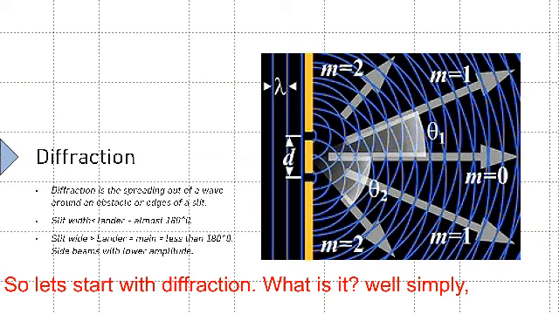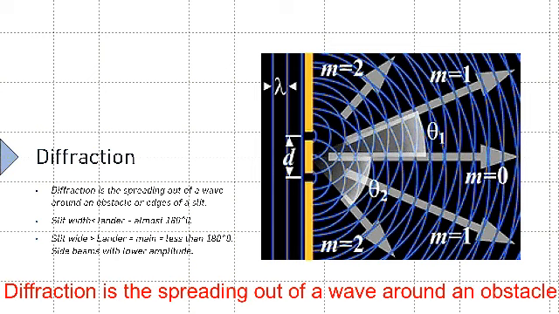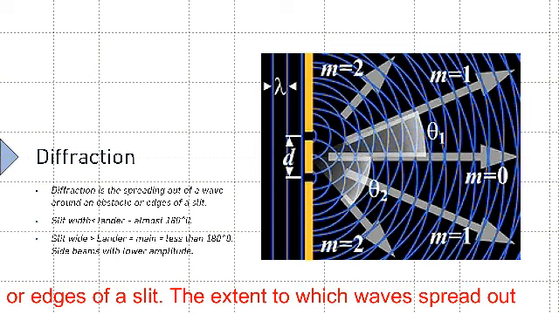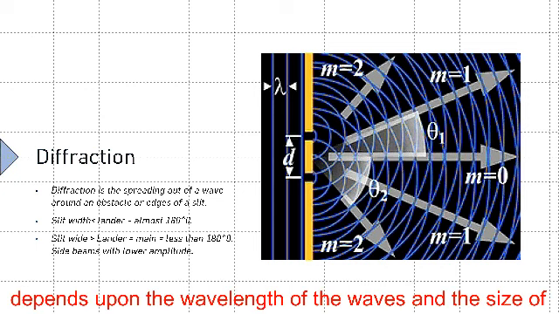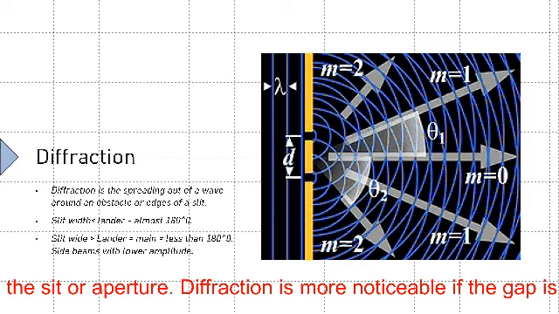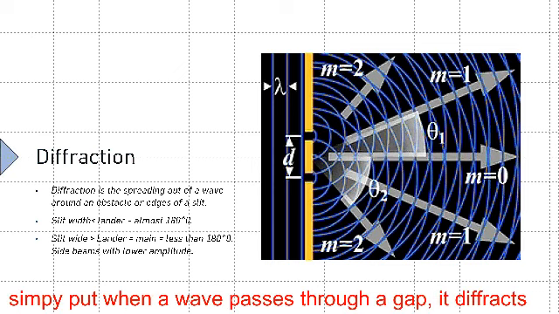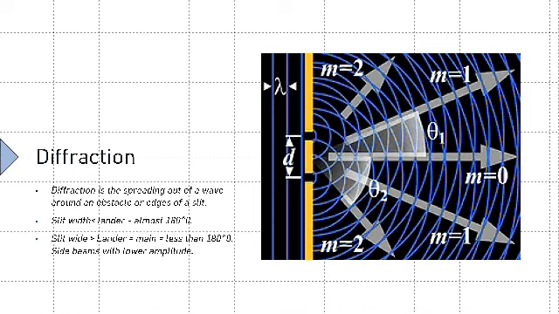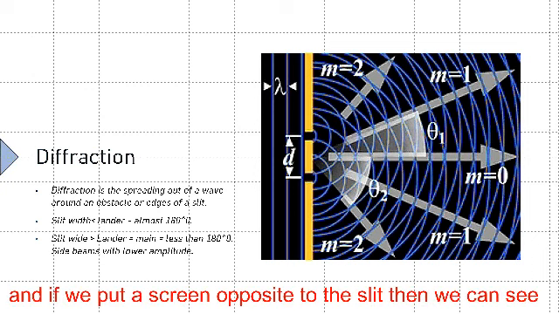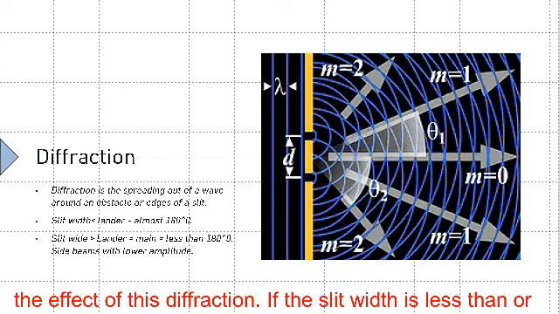What is it? Well, simply, diffraction is the spreading out of a wave around an obstacle or edges of a slit. The extent to which waves spread out depends upon the wavelength of the waves and the size of the slit or aperture. Diffraction is more noticeable if a gap is approximately the same size as the wavelength of a wave. Simply put, when a wave passes through a gap, it diffracts, and if we put a screen opposite to the slit that is diffracting from, then we can see the effect of this diffraction.